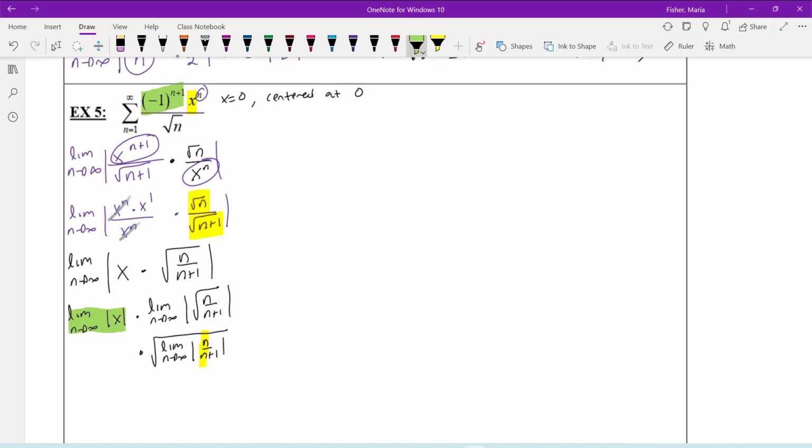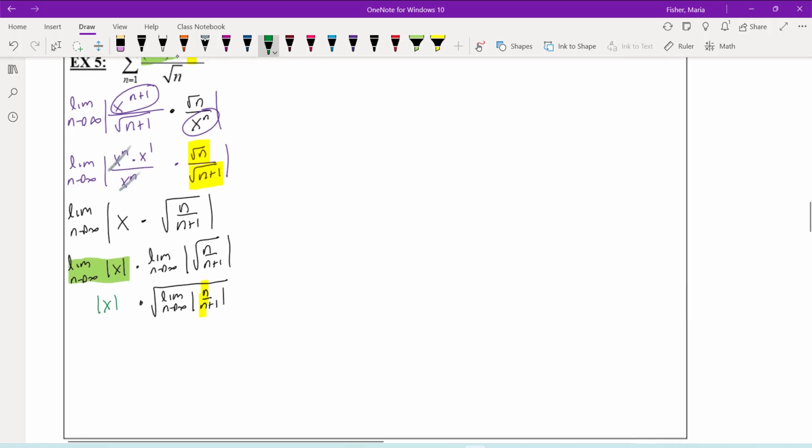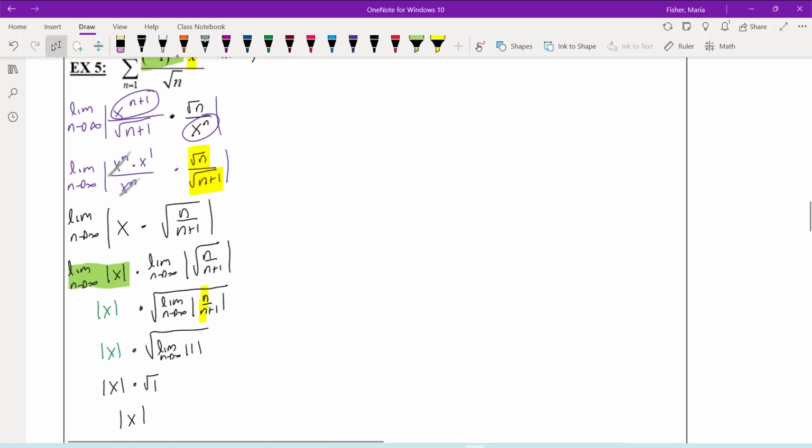Over here, this is the limit of a constant, and the limit of a constant is equal to the constant, so the limit as n goes to infinity of the absolute value of x is just the absolute value of x. If I keep going, this is the absolute value of x times the limit as n goes to infinity of 1, which is 1, so the square root of 1 is 1, and we still end up with 1 times the absolute value of x, which is just the absolute value of x. So we did the ratio test, and we ended up with the absolute value of x.